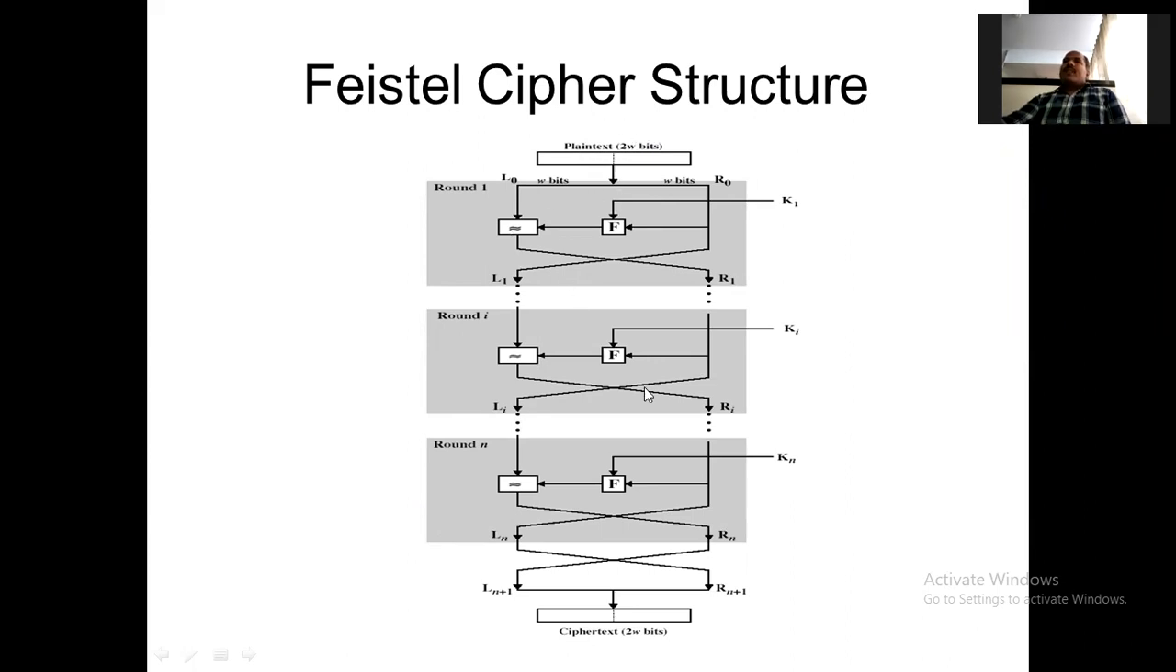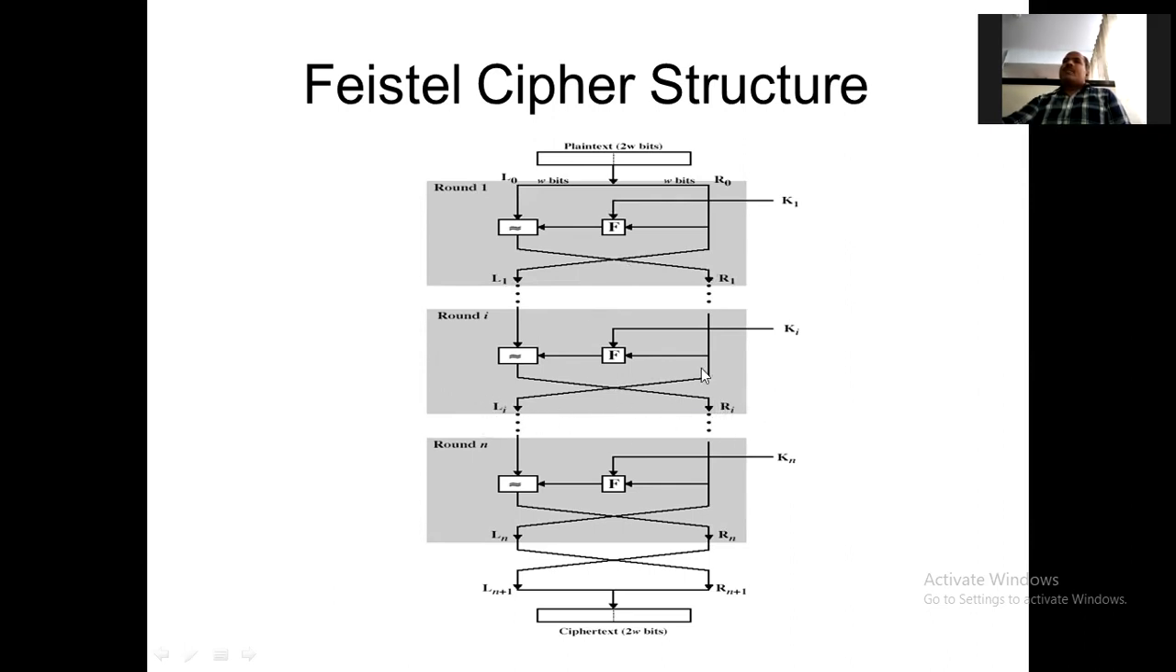First of all, these are the different notations. This is the plain text. 2W means two words, the size of one word is 16 bits, so the total size is 32 bits. L0 is the left side at the first level, and R0 is the right side. The next ones are L1 and R1, then Li and Ri.